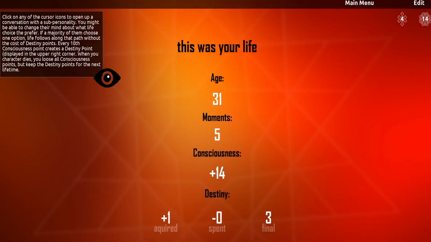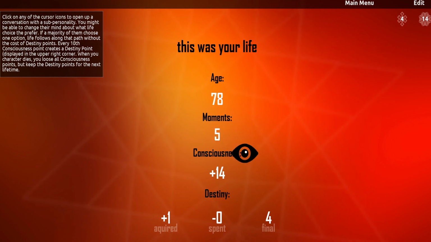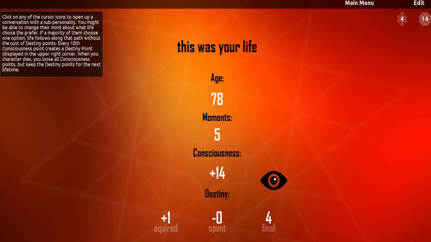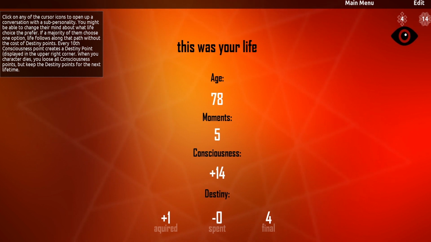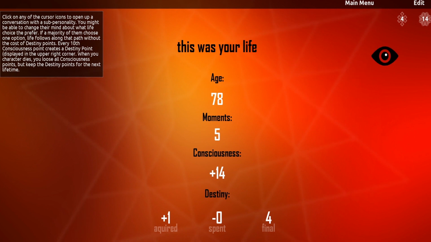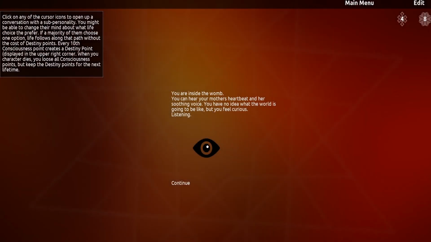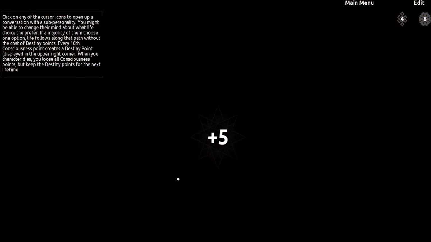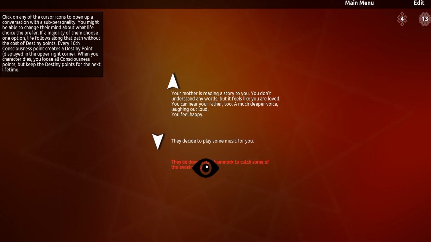And so I want to show you the end of life overview, showing how old you got, how many moments you've experienced. And that's of course just 5 now because it's just a quick demonstration. And how many consciousness points you gathered, and also how many destiny points you acquired, how many you spent, and what's left at the end. Yeah, and at the end of your life, what's happening is that you can keep all of your destiny points while losing all your consciousness points, of course, as you are born again. And then you start out with a new life, a new potential. And now you can spend all the destiny points.